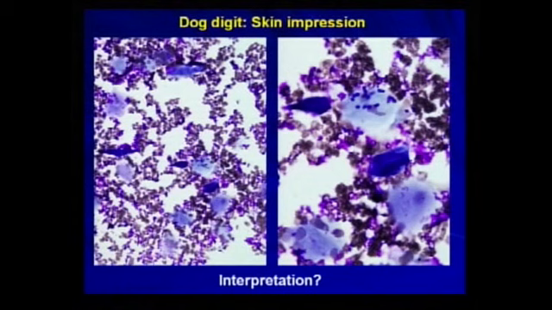This is a skin impression from the toe of a dog. And the dog probably had an ulcerated lesion. Okay, so let's take a look. What do we see? Well, impression smears on ulcerated lesions, especially on the feet, are not very helpful. What I see is a large amount of erythrocytes. And if we look closely, we probably see some neutrophils if it's ulcerated.